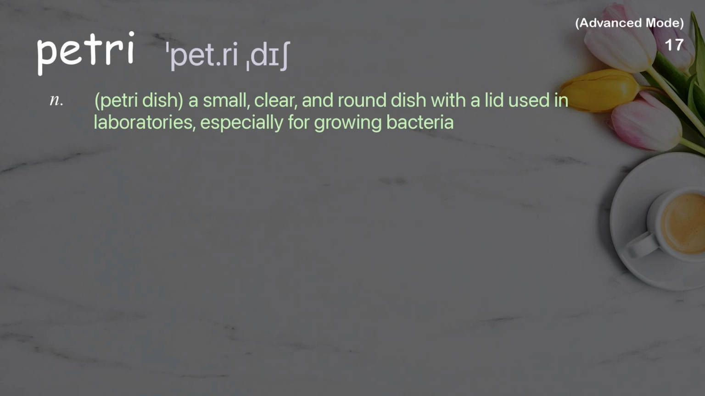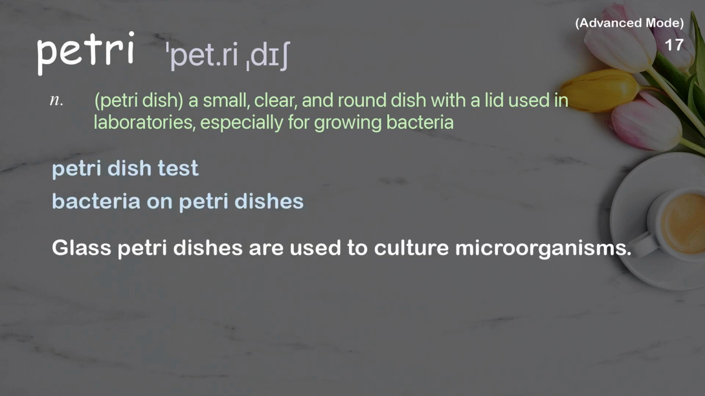Petri. Petri dish, a small, clear, and round dish with a lid used in laboratories, especially for growing bacteria. Examples: Petri dish test. Bacteria on Petri dishes. Glass Petri dishes are used to culture microorganisms.